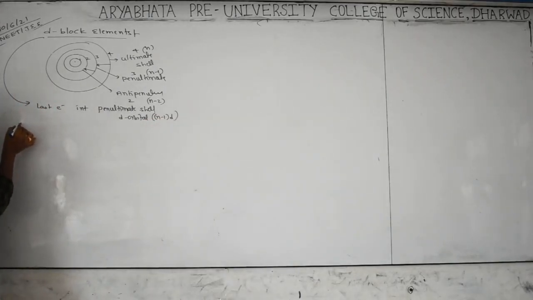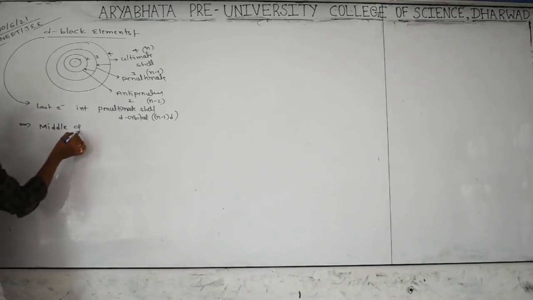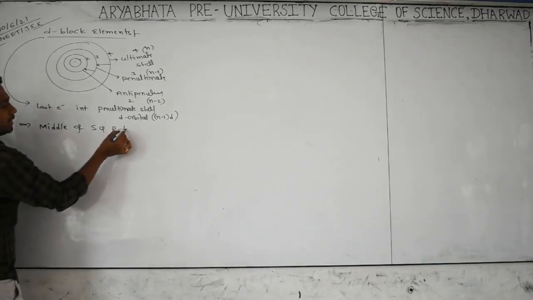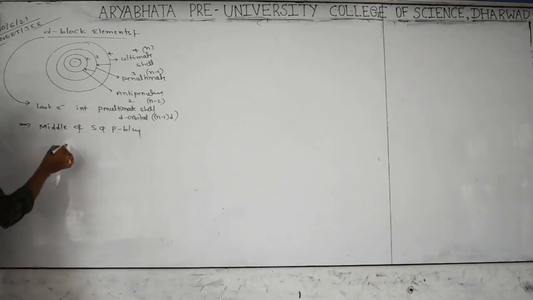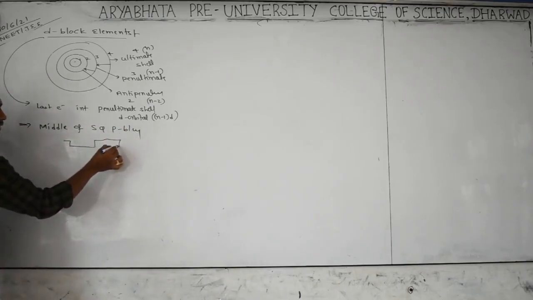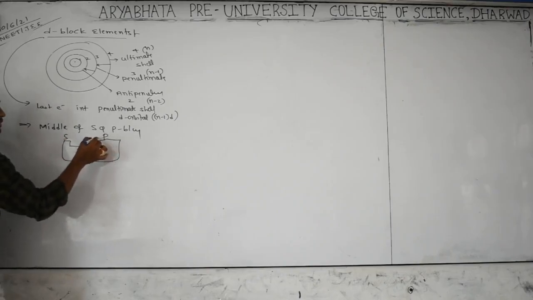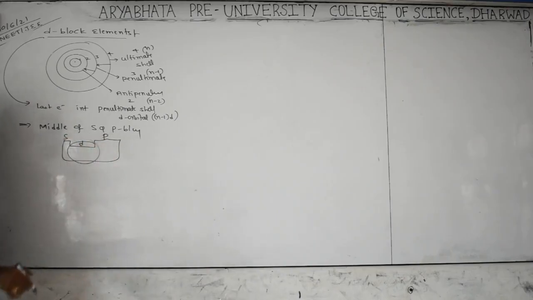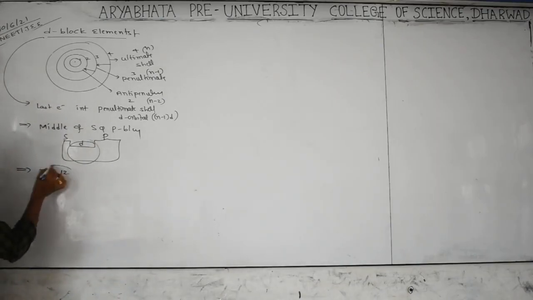Now, they are present in the middle, in between the s and p block elements. These are s, these are p, and these are d block elements. The d block element group numbers run from 3 to 12. How many are there? 10 groups.